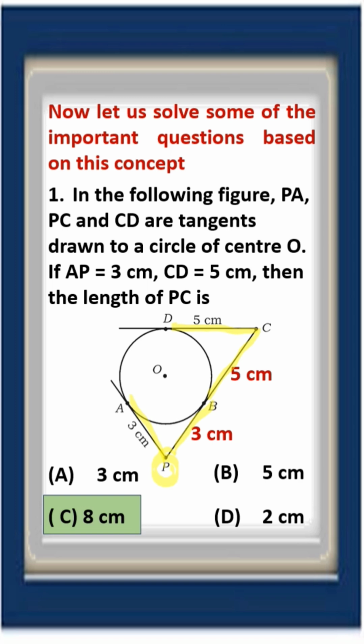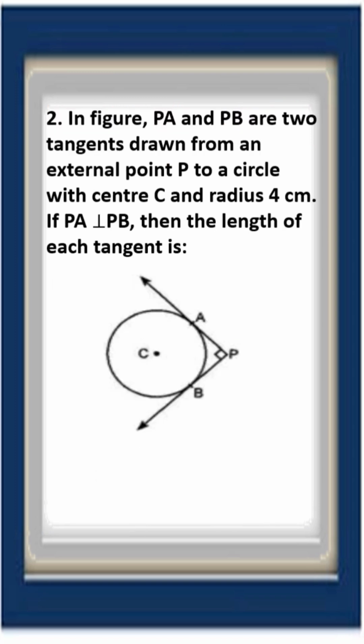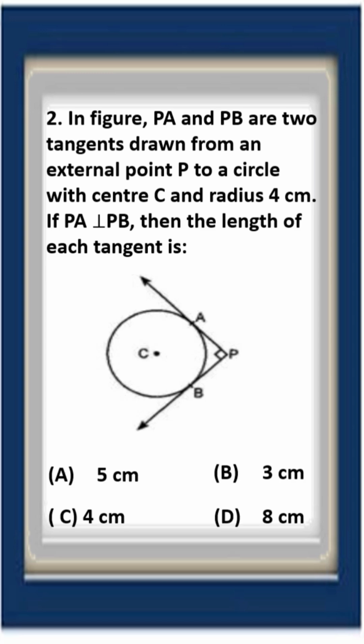In the figure, PA and PB are two tangents drawn from an external point P to a circle with center C and radius 4 cm. If PA is perpendicular to PB, then the length of each tangent is. 4 options are given: A 5 cm, B 3 cm, C 4 cm, D 8 cm.